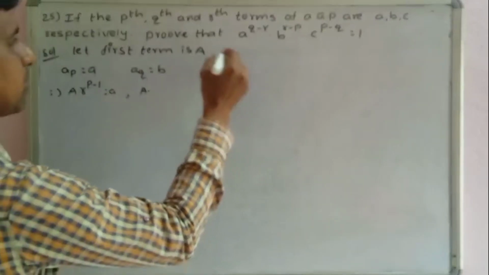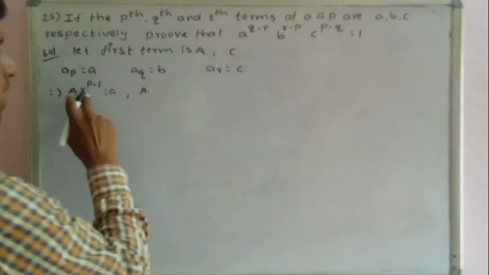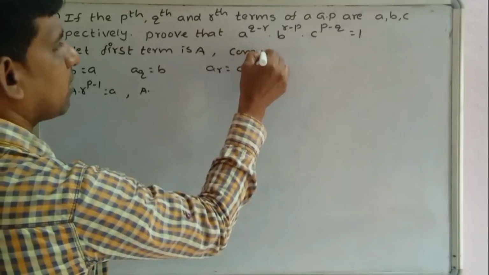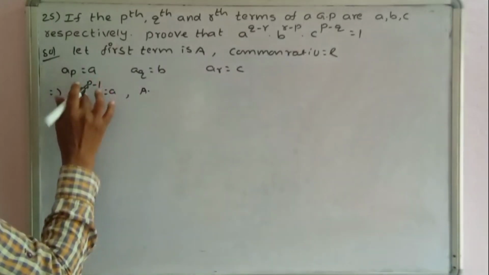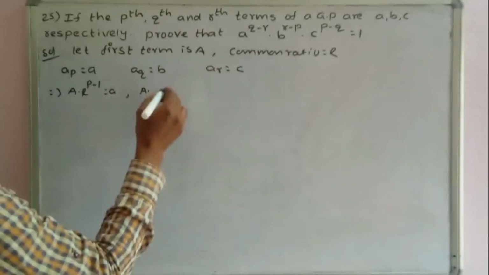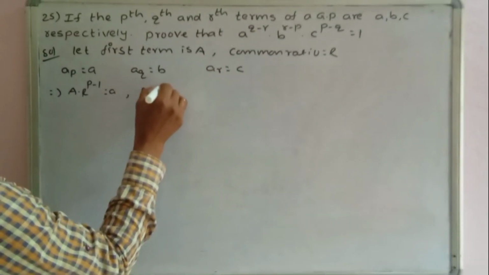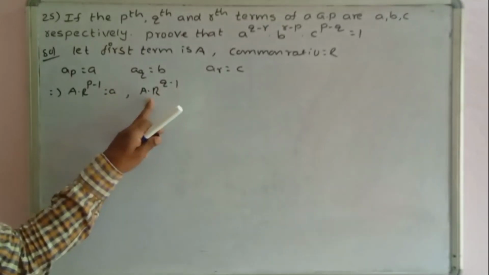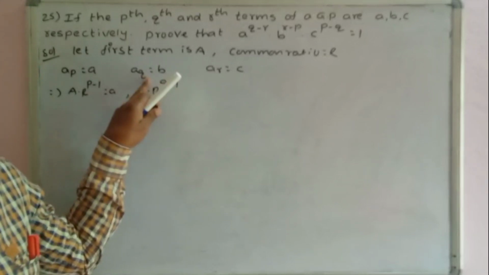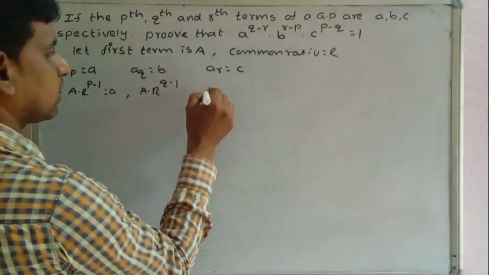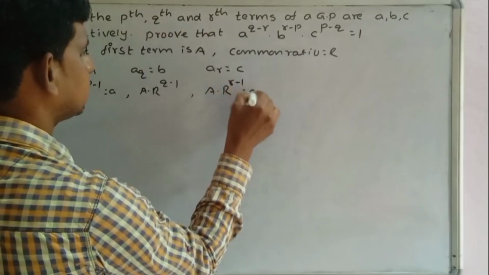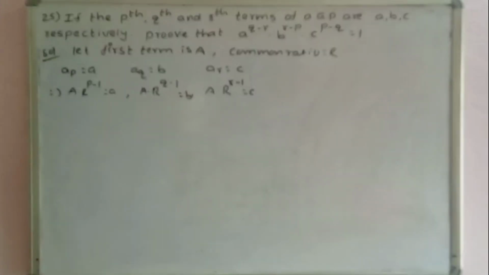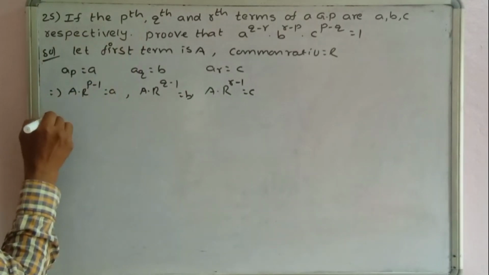Let us say the common ratio is capital R, it is better, since small r is already there. So A into R power P minus 1. Actually A into R power n minus 1, here n is Q. So A into R power Q minus 1 equals B. And the Rth term, A into R power R minus 1 equals C.